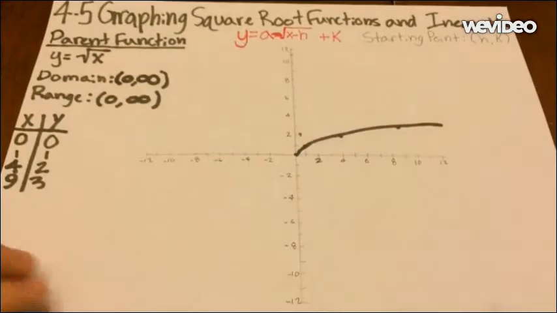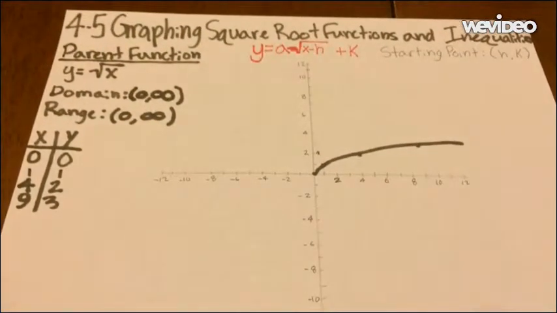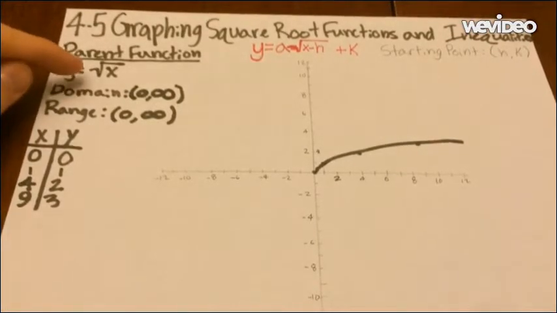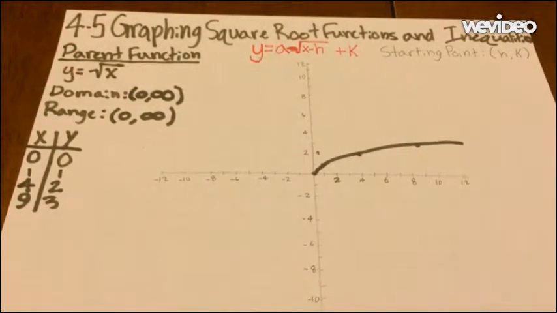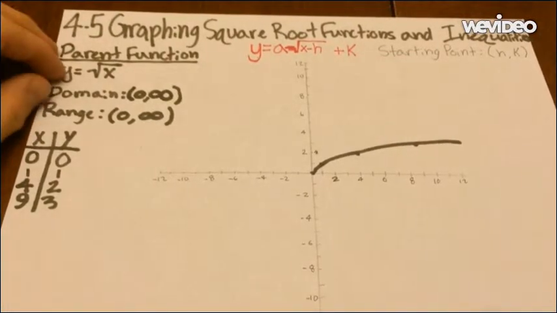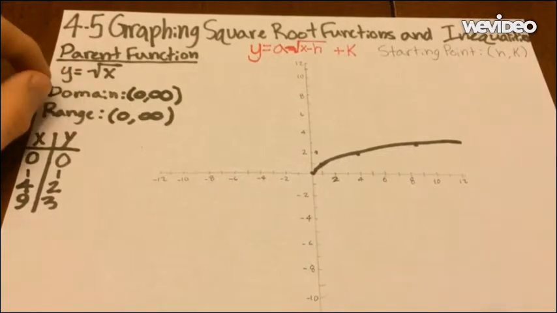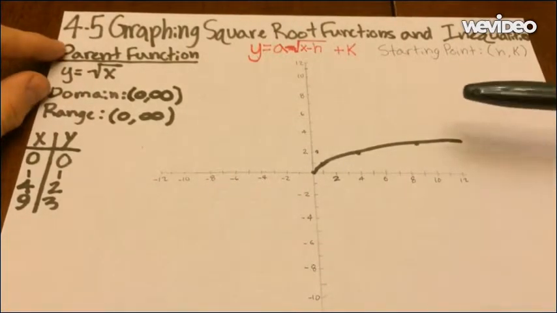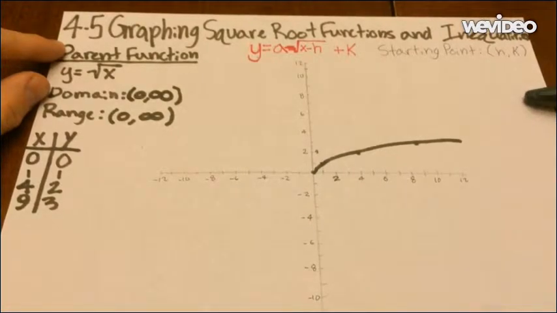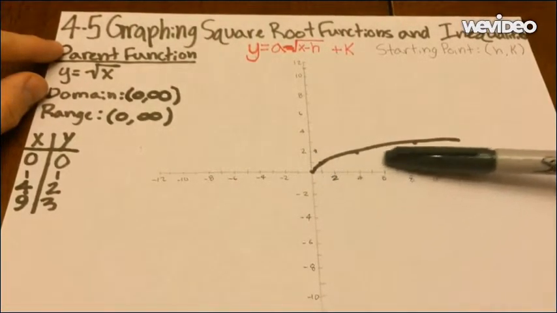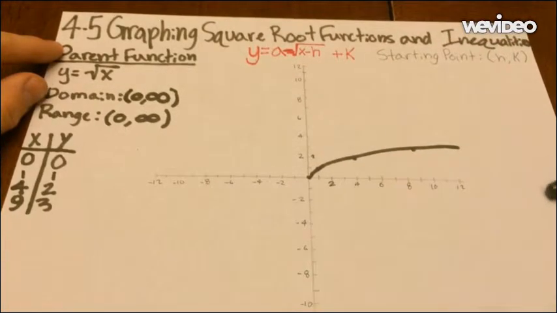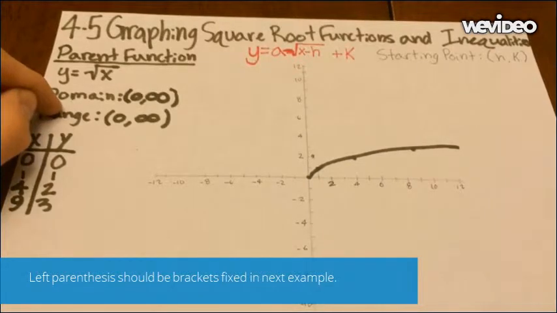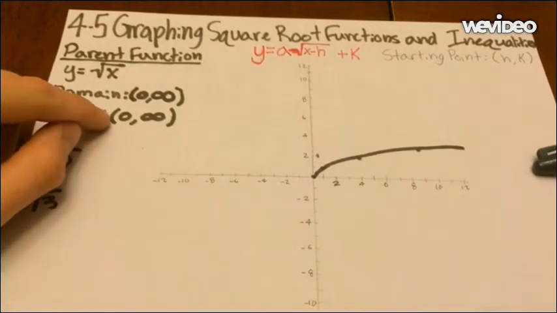All right, let's go back to this graph, and I'll explain domain and range real quick. As we know, we have y is equal to the square root of x, so our a is just going to be 1, and we don't have an h or a k, or well, we do, and they're both zero. So we have it graphed out. Our domain, as you can see, is going to be zero to infinity, because this will just keep going on and on and on. It doesn't have an end.